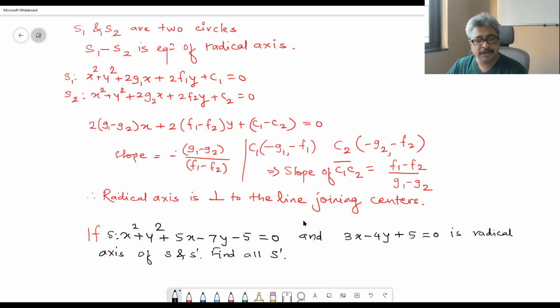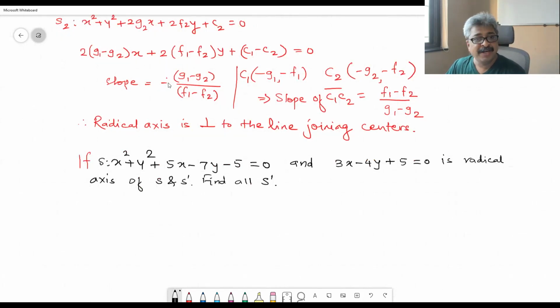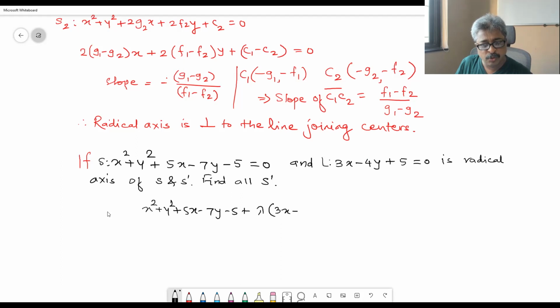But this is what we did in ninth standard. I'm just asking it in terms of radical axis, and we did not mention that word earlier. We made some line pass intersecting the given circle. So it's S plus lambda L. Suppose L is our radical axis. Then x square plus y square plus 5x minus 7y minus 5 plus lambda times (3x minus 4y plus 5) is equal to 0 is going to be the equation of S dash every time.